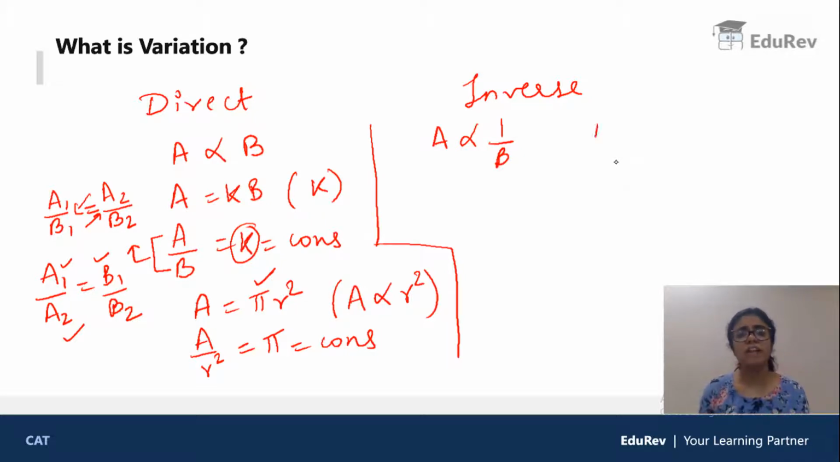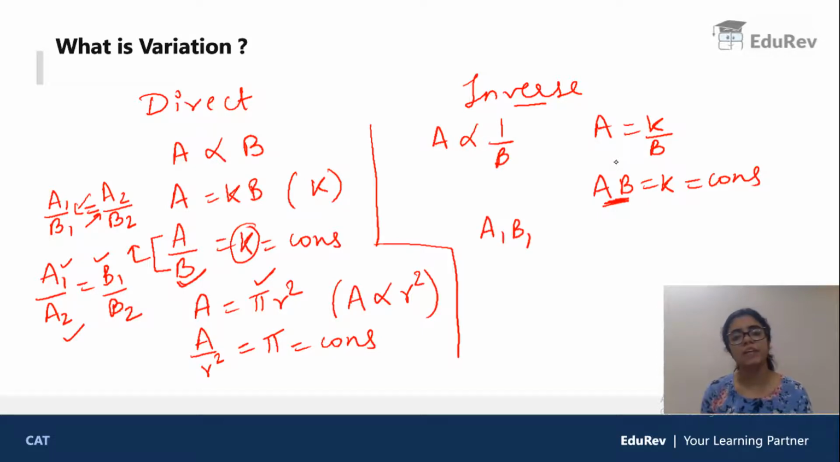Again, when we remove the variation sign, we have to add a constant K. Now what will I do? I will take B on the other side. So this becomes AB is equal to K, which is nothing but a constant. So in inverse variation, your product is a constant. Here, your ratio was a constant. That's the difference. Now suppose I give you certain values, a1 b1, and I give you one more set of values, a2 b2.